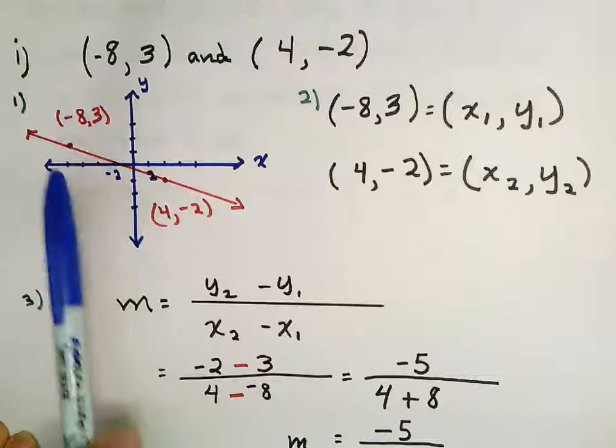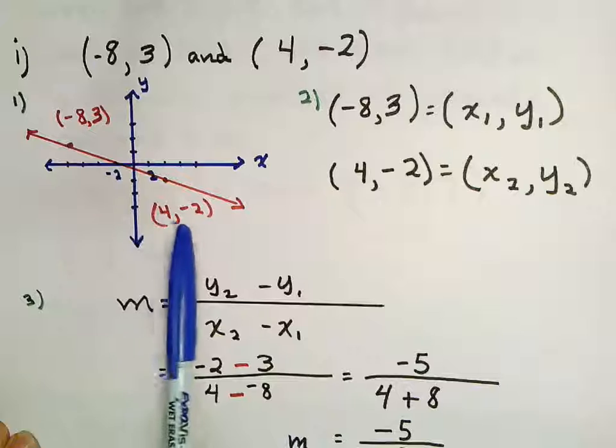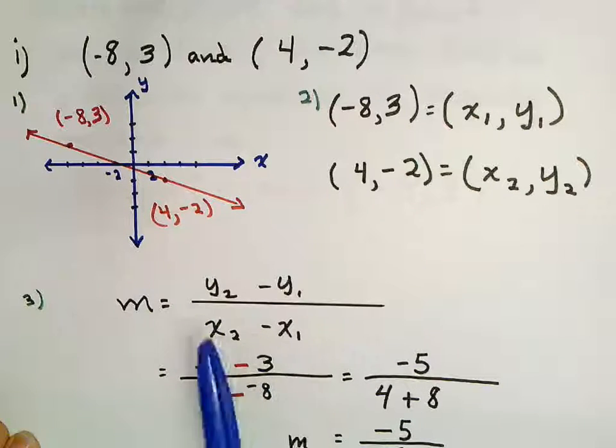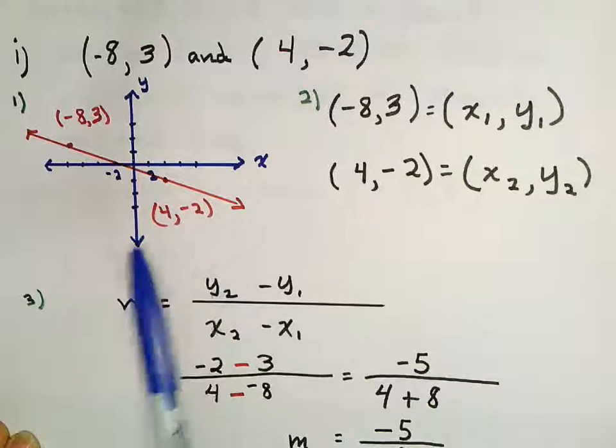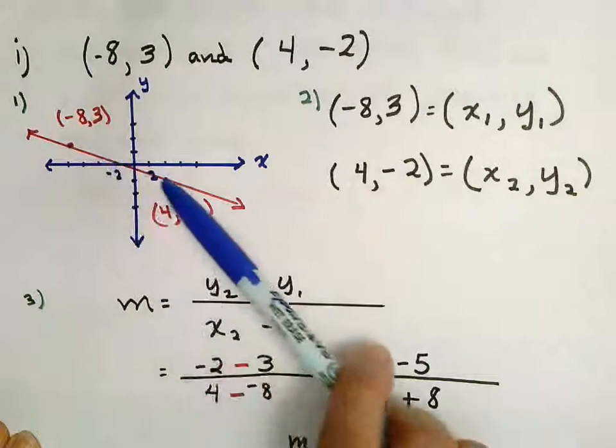You see, I started off with negative 8, 3. I use my change in y divided by my change in x, and I got another point. If I were to take this point, and if I were to add the -5 here and the positive 12 here, I would get another point. Notice I'm getting points going down the line.